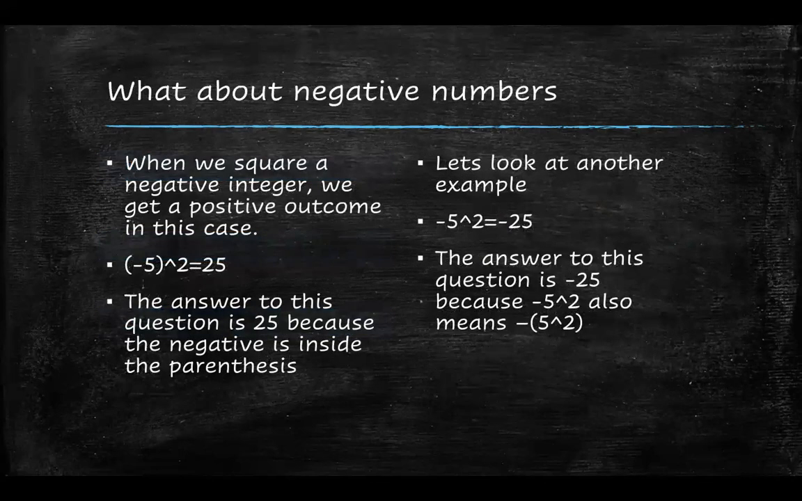What about negative numbers? When we square a negative number, we get a positive outcome in this case. So here we have negative 5 in parentheses squared. That's 25. So the answer to this question is 25. Let's look at another example. Negative 5 squared is equal to negative 25. That's because negative 5 squared also means 5 squared in parentheses and the negative outside. So no matter what you put inside of the parentheses, the negative is always going to be there.